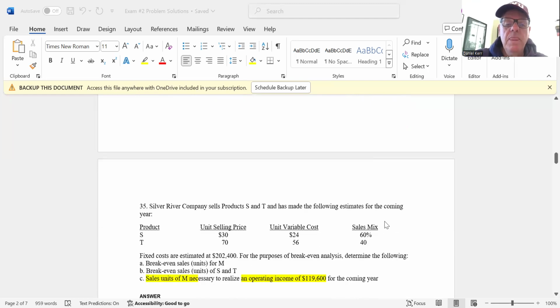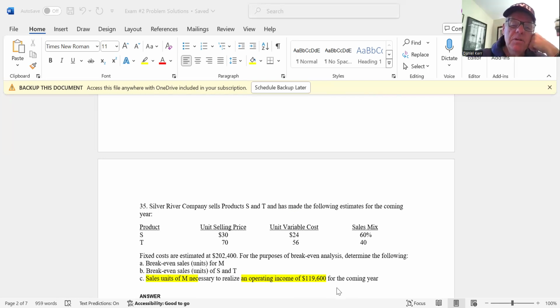So number 3, this was a break-even analysis problem, but it was break-even cost volume profit analysis when the company sold more than one product. So you had to do 3 things. You had to do break-even in units, break-even in units in terms of the product S and product T, and then the number of products that we'd have to sell to earn an operating income of 119,000.